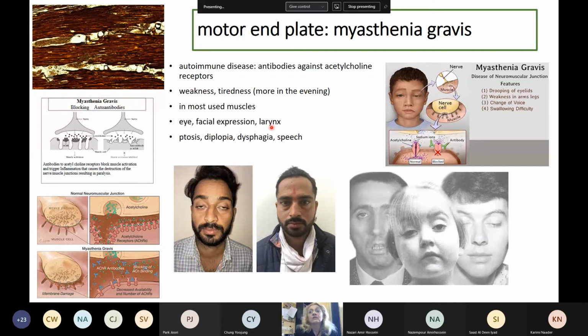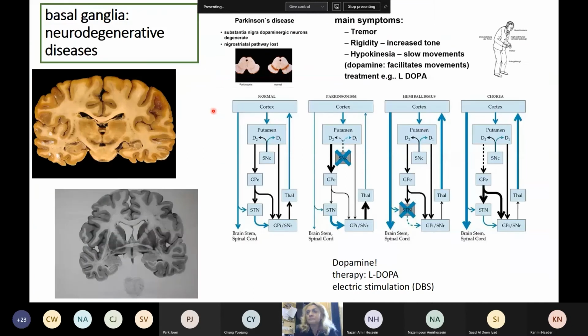Then facial expression, the larynx muscles, so patients have problem with speech, also swallowing. These are the muscles we use the most during the day, skeletal muscle. And of course, the whole body is tired and weak, especially at the evening.